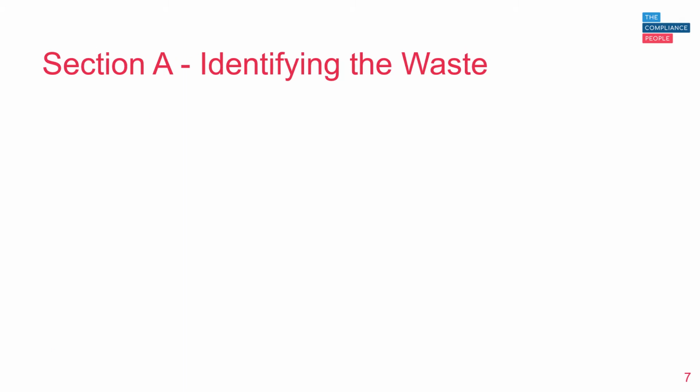So now we're going to work our way through each section of the transfer note, starting with section A, which is about identifying the waste. So we want to know exactly what the waste is, clearly explain it, how it's contained, and write down how much of it there is.